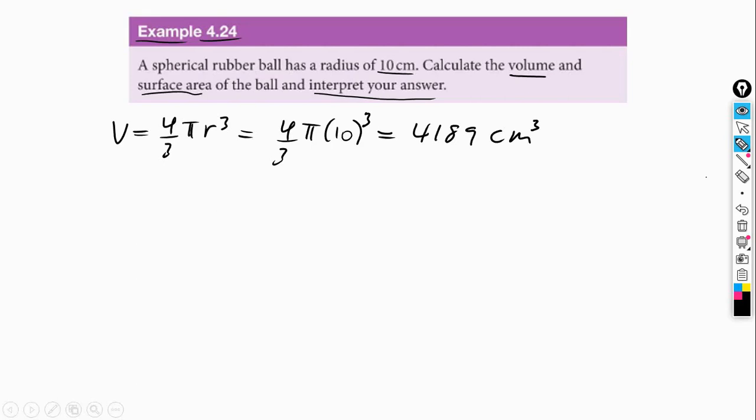Now it asks to interpret the answer. Well, one way to interpret the answer is that we would say that this represents the amount of air available inside the ball.